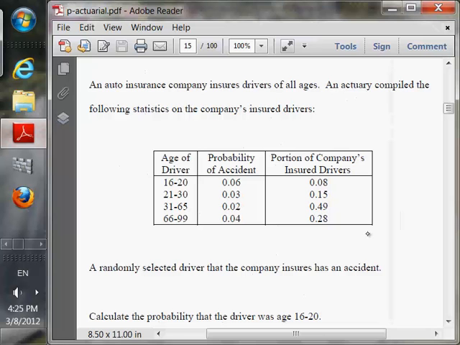Portion of companies insure drivers. So if X takes the value 1, meaning you're looking at this, what are these values? That's exactly the probability that a customer of the company belongs to this age group. The first one, that probability is 8%.